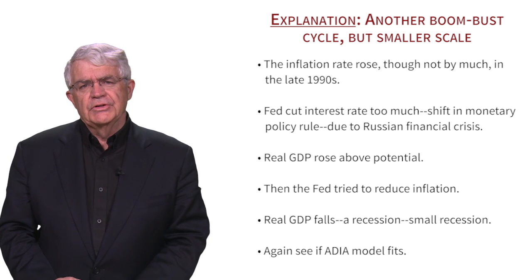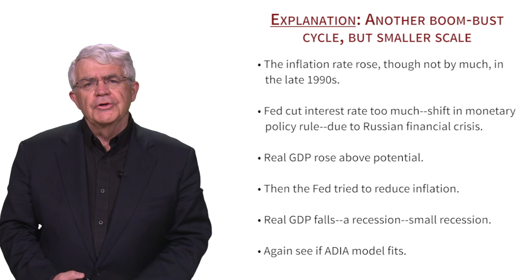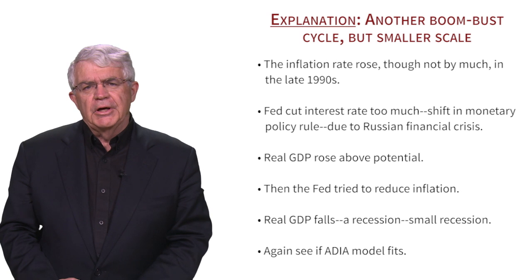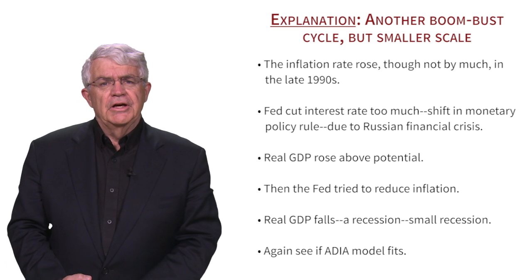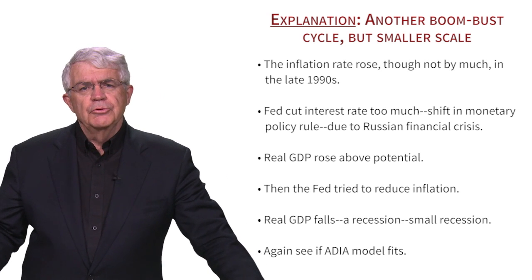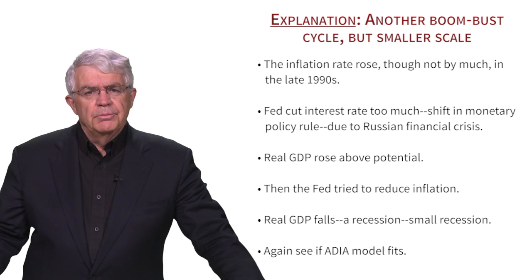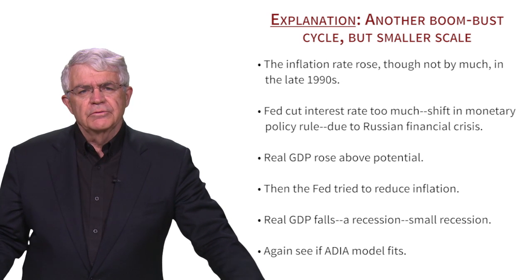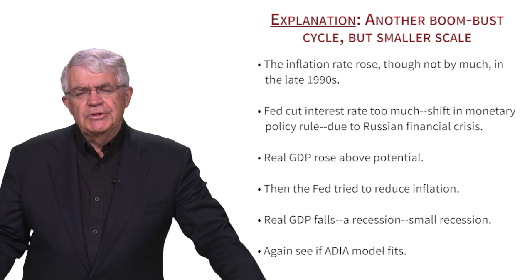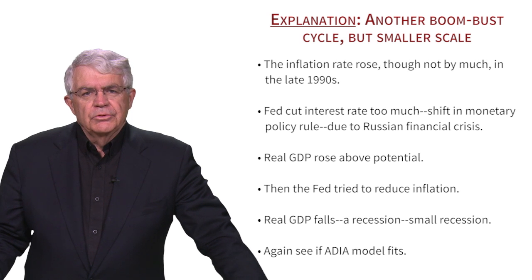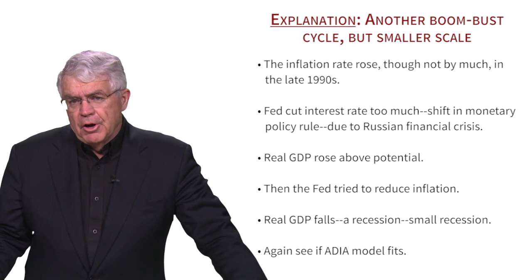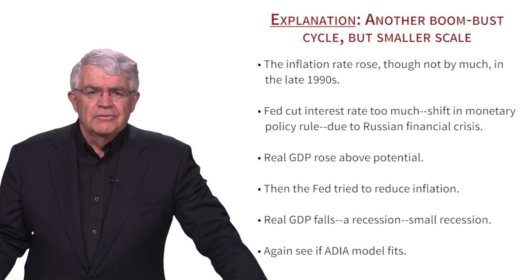Why did this happen? Well, there was a financial crisis in 1998 around the world. A financial firm in the US, a famous financial firm, Long-Term Capital Management, failed and was rescued by other financial institutions at the urging of the Federal Reserve. The Federal Reserve actually did cut interest rates in response to this crisis, and so it moved away from its typical policy rule. May have been a good thing to do, but it's going to have these macro impacts. In fact, real GDP will rise above potential as the policy rule changes. If the Fed wants to still combat inflation, it will try to reduce inflation. That will cause GDP to fall. You'll see a recession, a smaller one this time, because the movement of inflation is smaller.